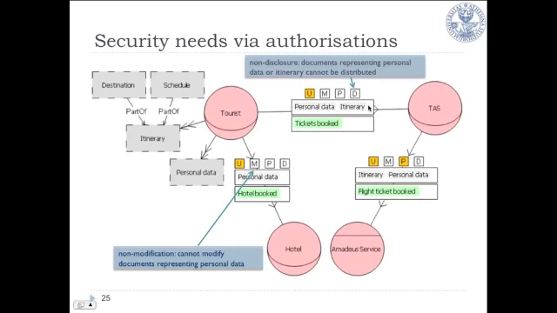Referring to the example, so whenever distribute is not granted, a non-disclosure security need is required by the tourist to the travel agency service, requiring that the TAS does not distribute, does not provide any documents containing personal data or itinerary. So this information will be made tangible by these documents. So any documents representing this information cannot be provided to any other actors. Whenever M is not granted, then non-modification security need is required, stating that hotel cannot modify any documents representing personal data.